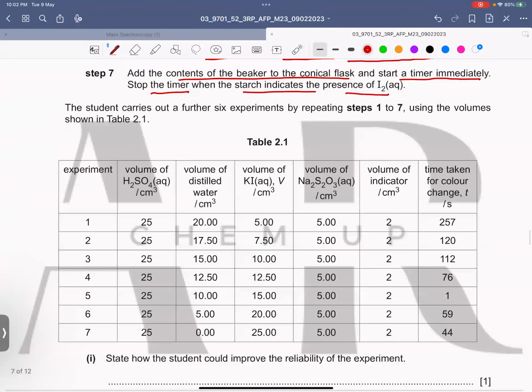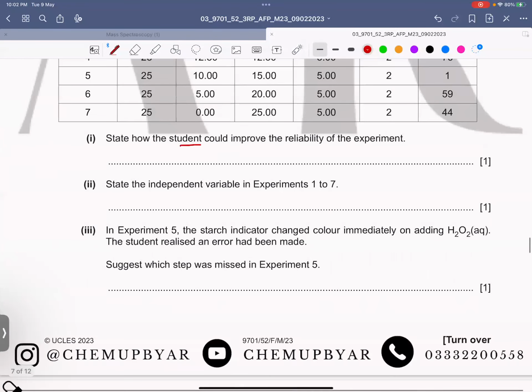Now, the student carries out 6 further experiments by repeating steps 1 to 7 using the volumes in table 2.1. So in each experiment, they have changed the volume of distilled water and the potassium iodide. The rest of the 2 volumes would be the same. State how the student could improve the reliability of the experiment.